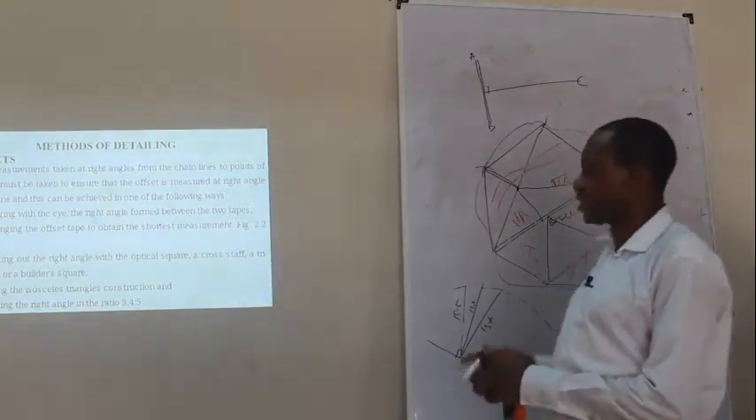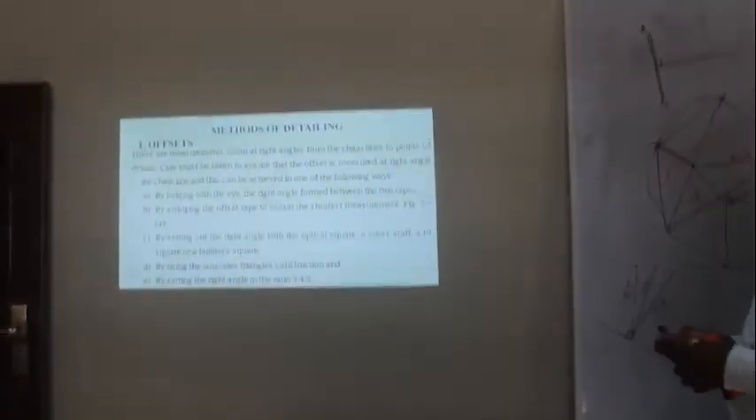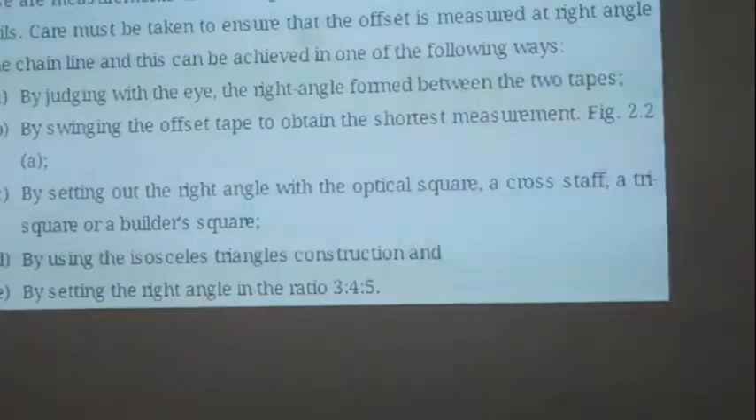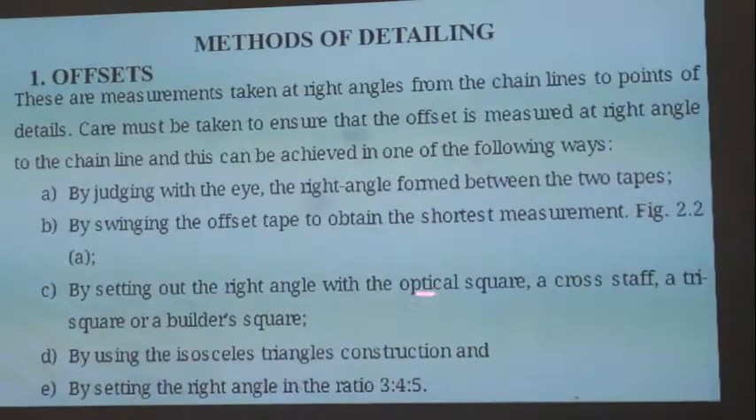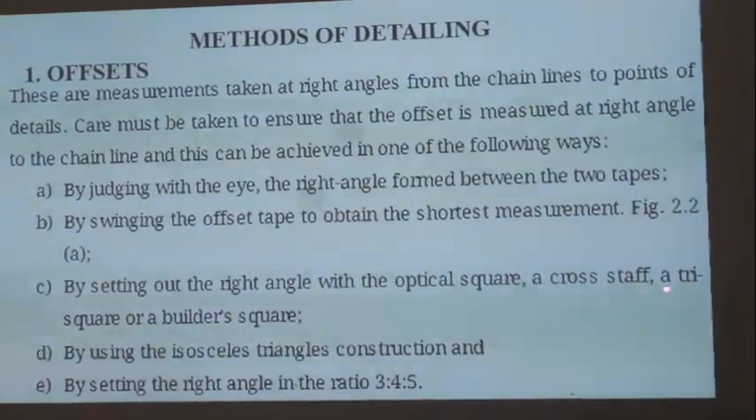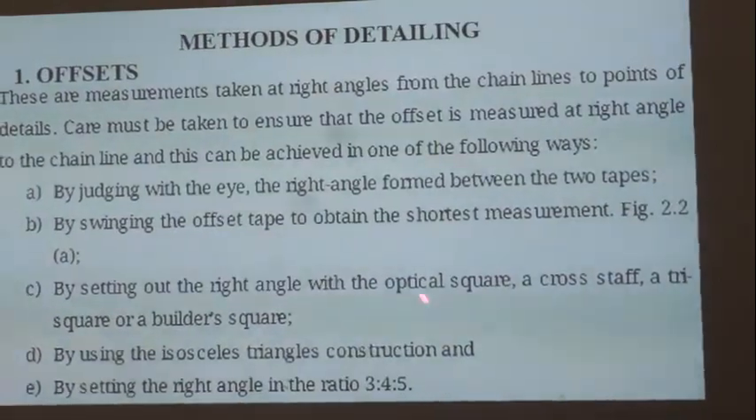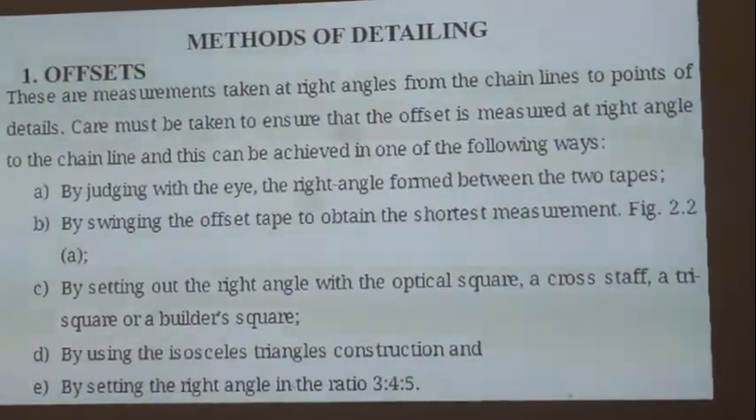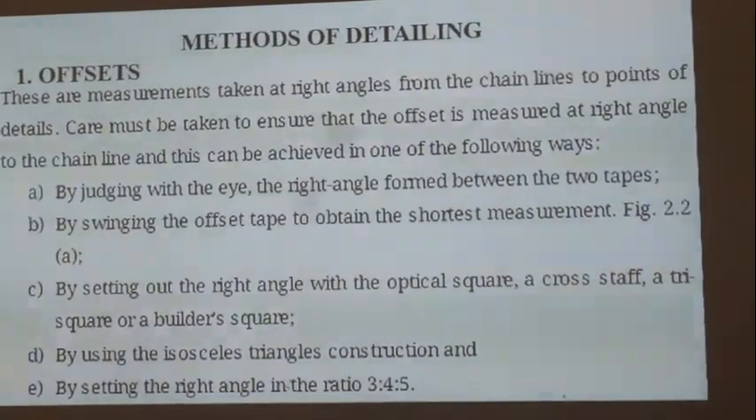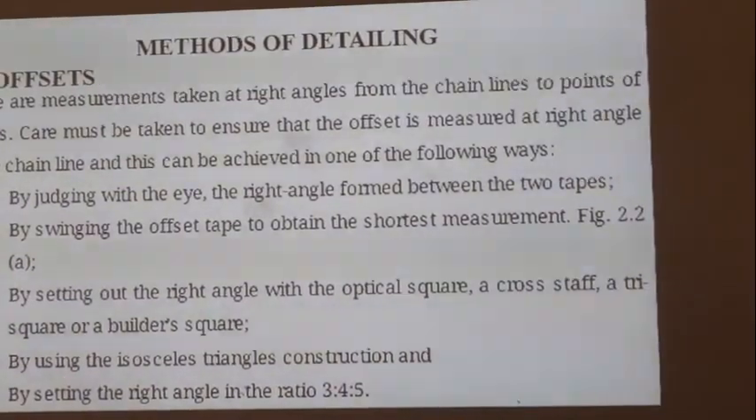Then, by setting out the right angle with an optical square, that's another piece of equipment we normally use. It looks like a handset. We call it an optical square. We have another one called a cross staff. You can Google them and look at how they look. The builder's square, all of these can be used to determine perpendicular. Then you can also use isosceles triangle construction.